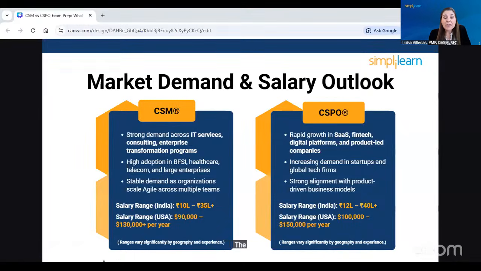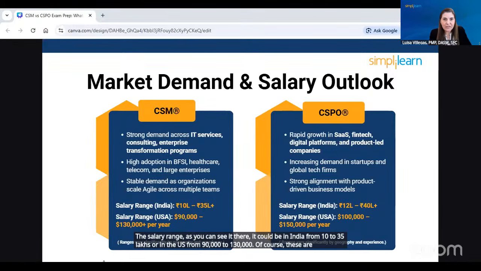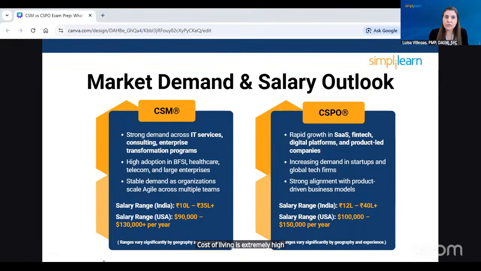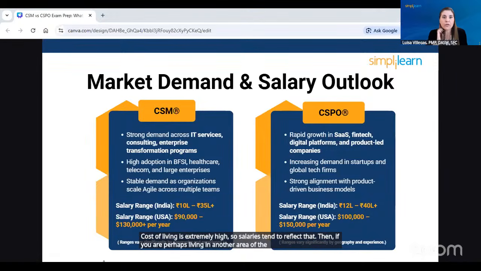The salary range, as you can see it there, could be in India from 10 to 35 lakhs, or in the US from 90,000 to 130,000. Of course, these are ranges that can vary significantly by geography and experience. It's not going to be the same for somebody who's working, for example, where I live in the Washington, D.C. area, where cost of living is extremely high, so salaries tend to reflect that, than if you are living in another area of the country where cost of living is going to be lower, right? So those are just ranges for you to keep in mind.